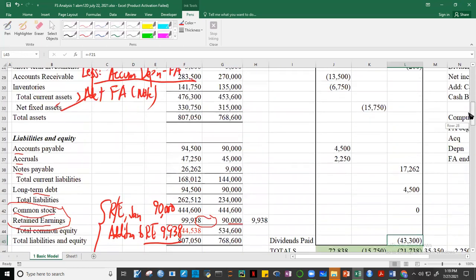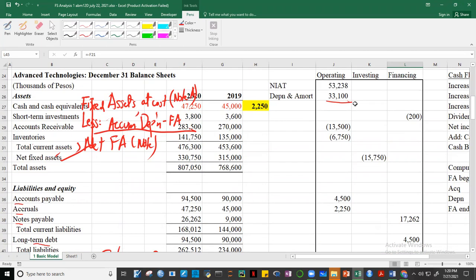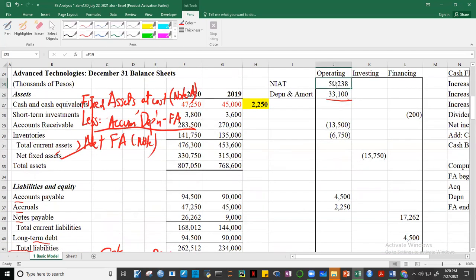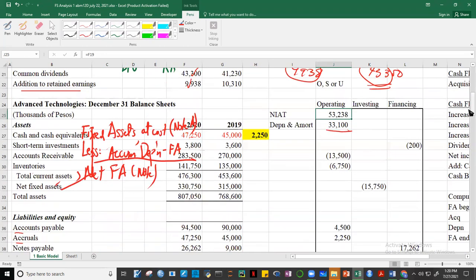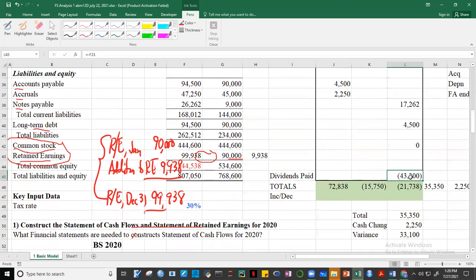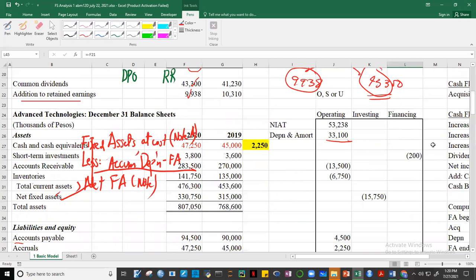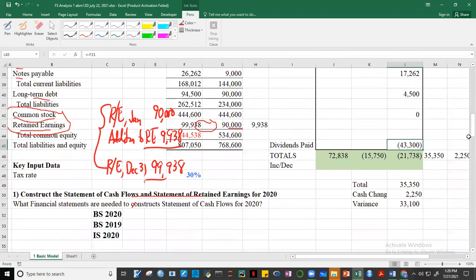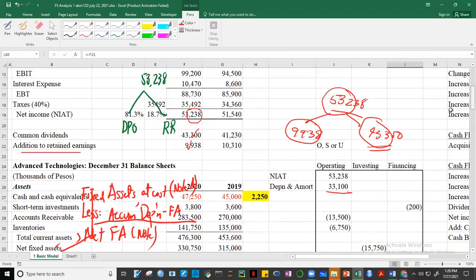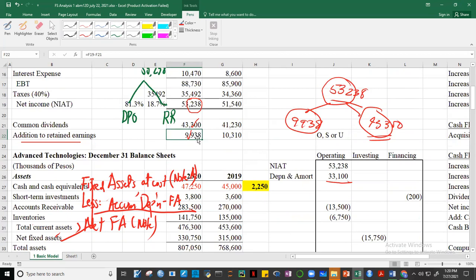Okay? Eh di ba nasa net income after tax yan? Hindi. Ito yung net income after tax. Then after that guys, nagbawas tayo. Binawasan natin yan by issuing dividends. Ito. Okay? Eh, retained earnings, hindi mo na kailangan ipasok dito yun kasi andito na yun. 53,238 minus yung 43,300, then that's now 9,938. Ito yun na yun. Pag ipasok pa natin to guys, magdo-double counting na tayo.